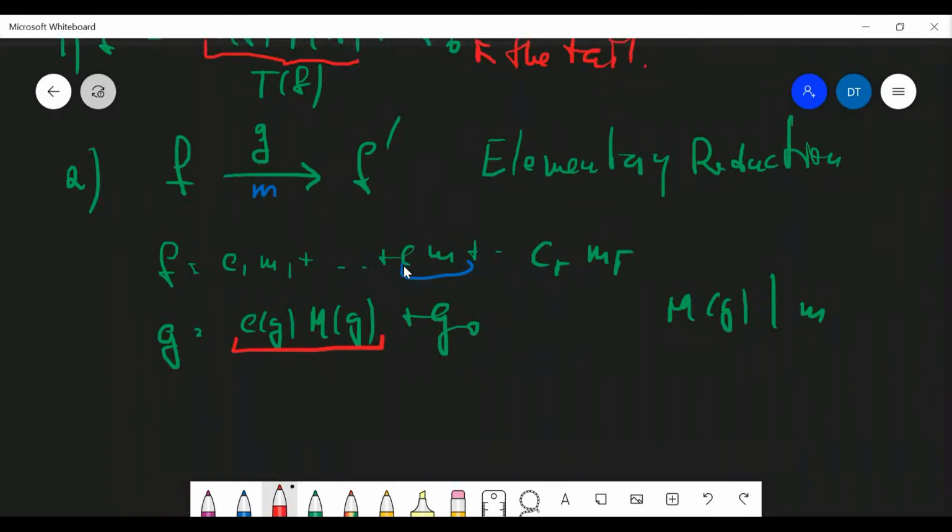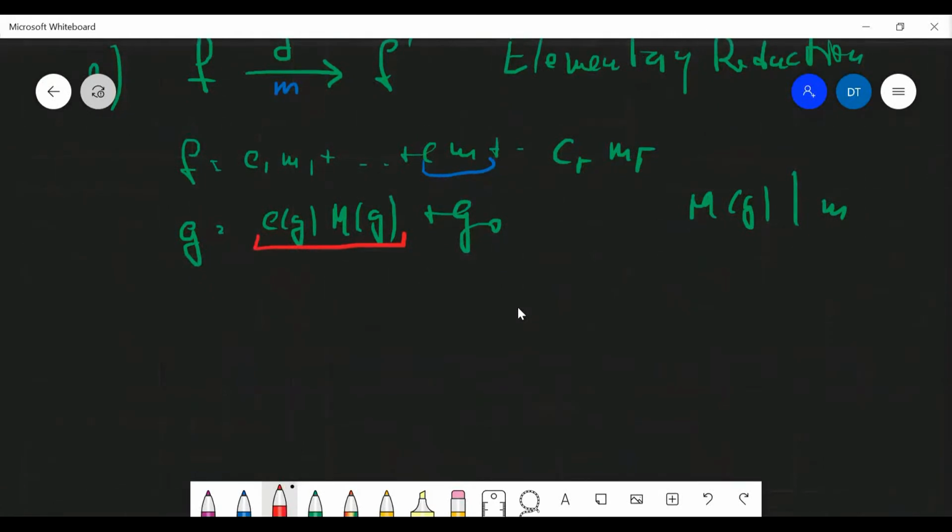So we replace this thing by a sum of smaller monomials. That was an elementary reduction. We'll get into details when I do some computation. But just for now, I just want to recall everything at this level of accuracy.